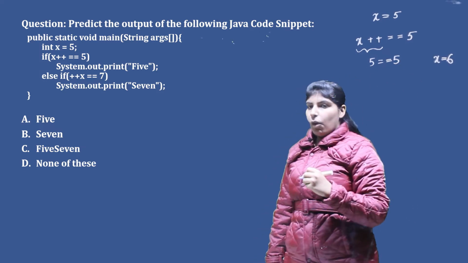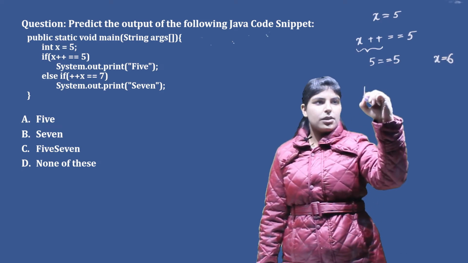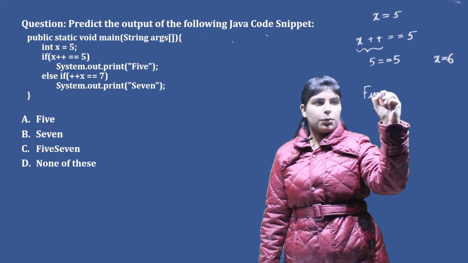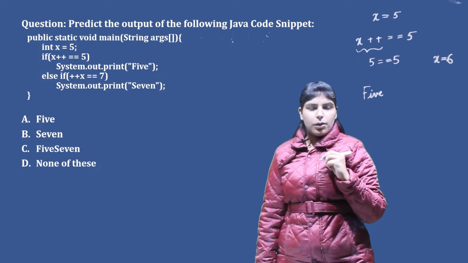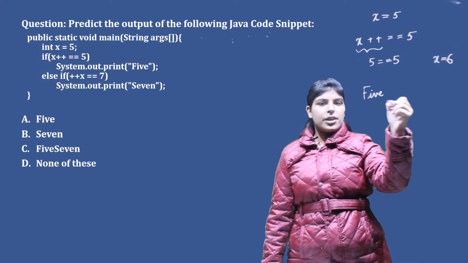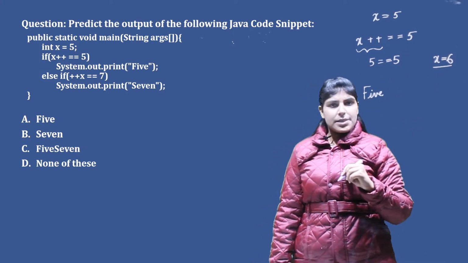So now 5 equal to 5, this condition is true. I will enter the if block and 5 will be printed on screen. So 5 will be the output. Now just notice in this particular question, after this if condition is true, x will become 6.